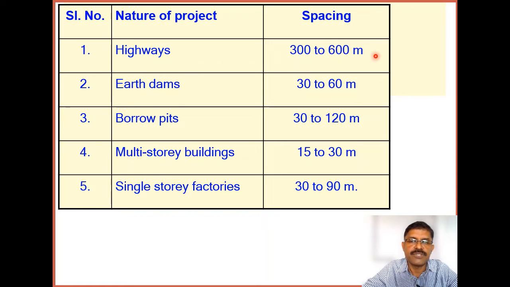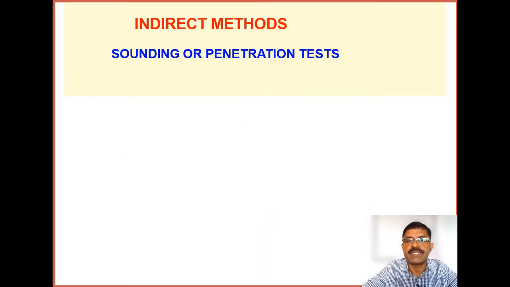Highways, it is 300 to 600 meter. Earth dams, 30 to 60 meter. Borrow pits, it is 30 to 120 meter. And for multi-story buildings, 15 meter to 30 meter. Single-story factories, 30 to 90 meter.